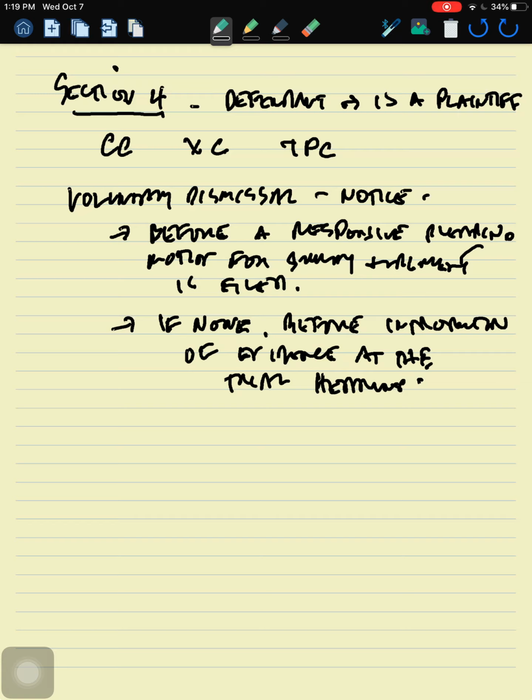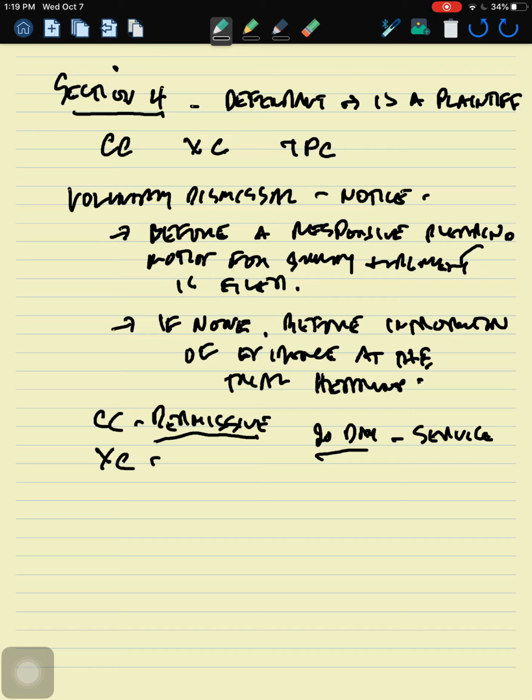If we analyze, the counterclaim should be a permissive counterclaim. It should not be a compulsory counterclaim because a compulsory counterclaim is not required to be responded to. So a permissive counterclaim together with a cross-claim must be responded to within 20 days, as we discussed in Rule 11, 20 days after service. And a third-party complaint, 30 days after service.